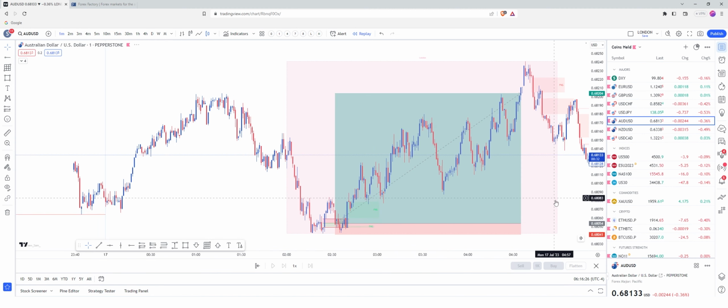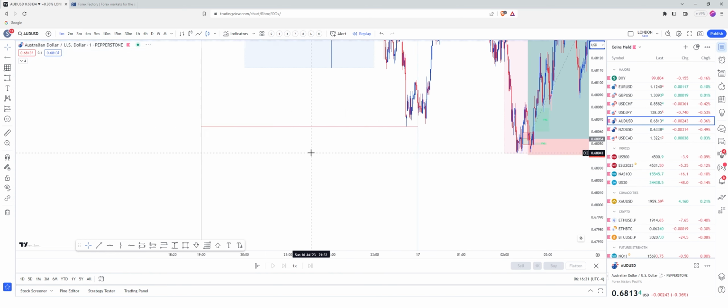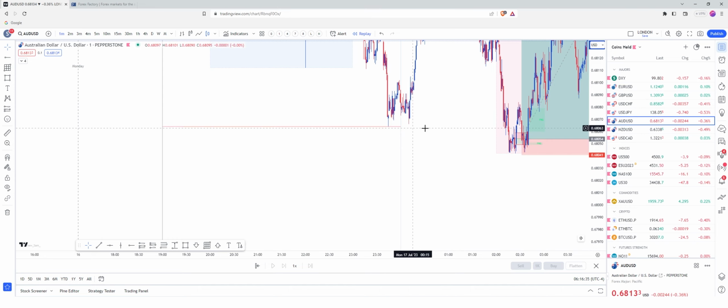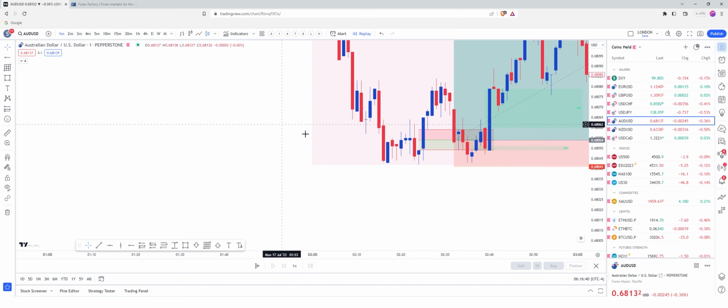Australian dollar is quite a nice clean entry. So we can see that we swept the Asia low. So this is our red liquidity tracker, which was the low from Asia. We pulled back, we took liquidity here. This is a new low. If you check on the numbers up here, we can see the low here is 68042. The low here is 68043. So this is a pip lower.